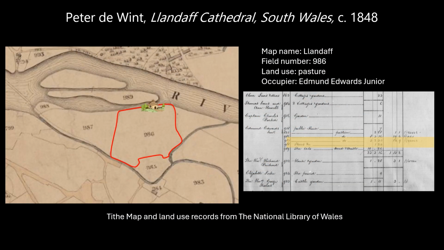So I contacted the National Library of Wales, and they had some historical records, some maps, as well as some land use records. And what I discovered was on this plot of land, which is called field number 986, its land use was pasture. There were no buildings on it. The occupier, which was probably the landowner, was Edmund Edward Jr. And the island, it's field number 989, and there also was no house because its use is listed as wood and waste. So this house never existed, except in the artist's imagination.